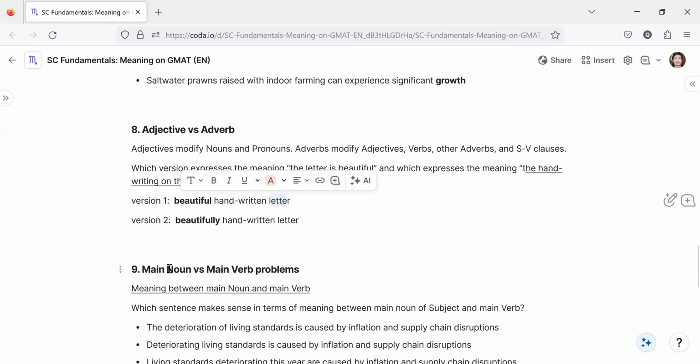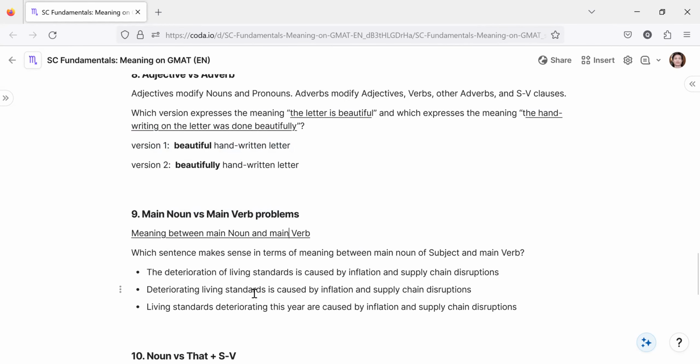Rule number 9, main noun versus main verb problems. This particular error usually deals with the main noun of a sentence, the subject, and the main verb of a sentence, or in a particular clause. So the point is that they have to make sense together.